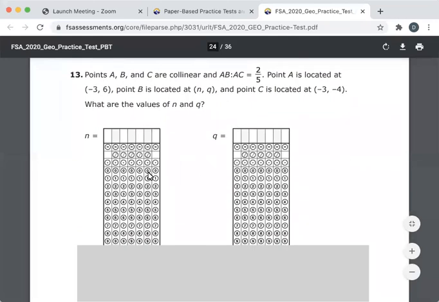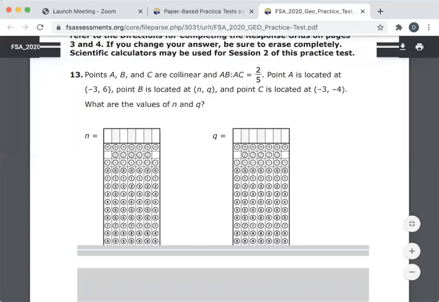Okay, so we have here for number 13, points. I've got to put my glasses back on. Points A, B, and C are collinear, meaning they are on the same line, and the proportion of AB to AC is 2 to 5. Point A is located at (-3, 6). Point B is located at (-3, N).